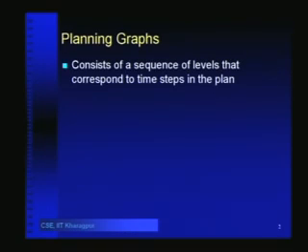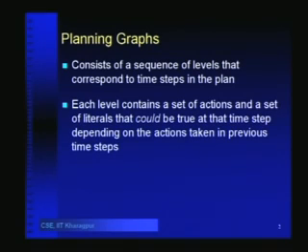So firstly, let us see what a planning graph is. A planning graph will consist of a sequence of levels that correspond to time steps in the plan. So I will divide the planning into a sequence of time steps. Each time step or each level contains a set of actions and a set of literals that could be true at that time step depending on the actions taken in previous time steps. So it is like unfolding the set of actions and the set of initial facts that describe a search problem. So we can unfold it into a state space graph, right. This is the state space graph which is levelized depending on the distance from the start state.